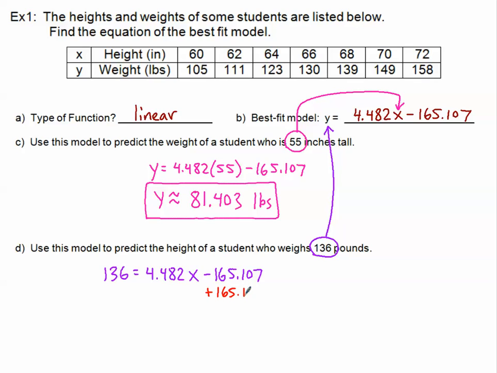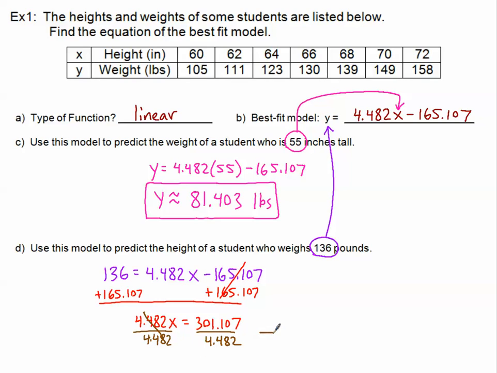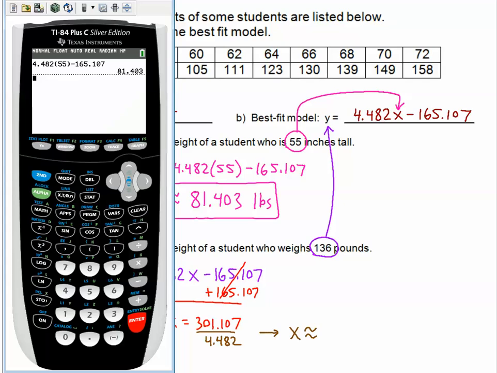We'll add 165.107 to both sides. And we've got 4.482x is going to be equal to, if I add these two things together, 301.107. And then when I divide by my coefficient, 4.482, I will have x all by itself. So I'm just going to come off to the side here, x is approximately, pull up my calculator. I've got 301.107, and I'm dividing that by 4.482. Enter. 67.181.